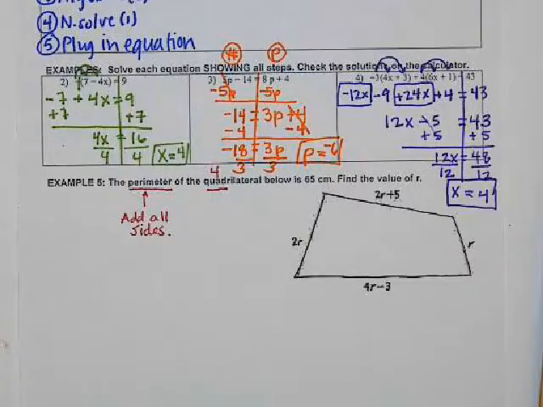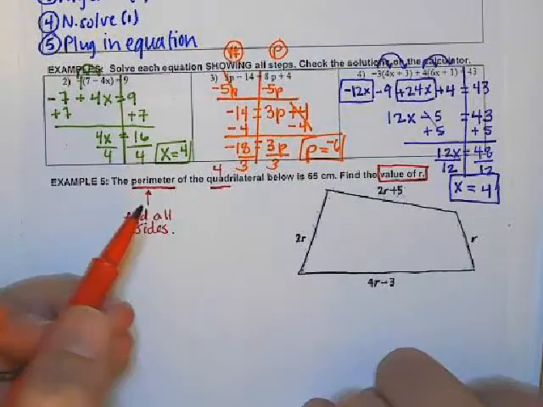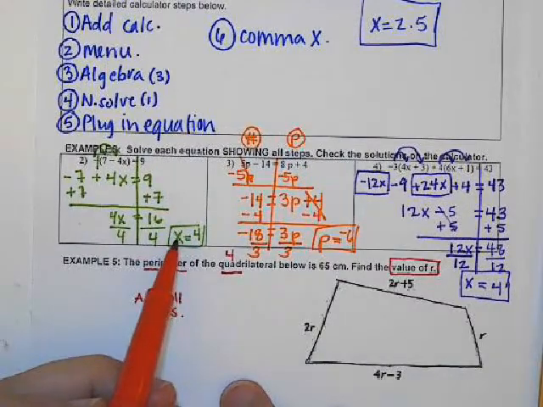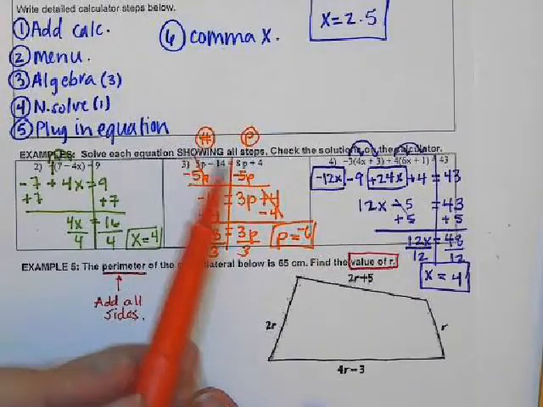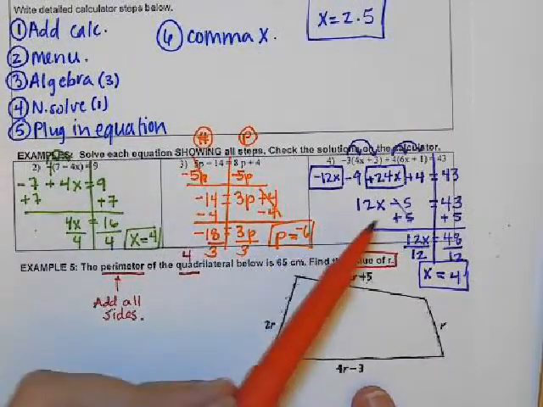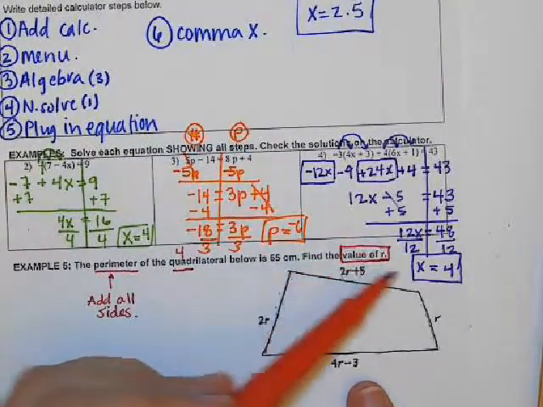2R plus 2R plus 5 plus R plus 4R minus 3 equals 65. Listen. What it's wanting me to do is find the value of R, which means, look at number 2. I found the value of X. The value of X is 4. Number 3, I found the value of P. The value of P is -6. Number 4, I found the value of X is 4. I want to know the value of R.